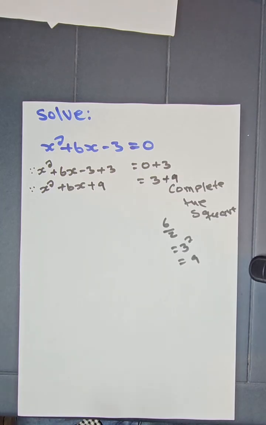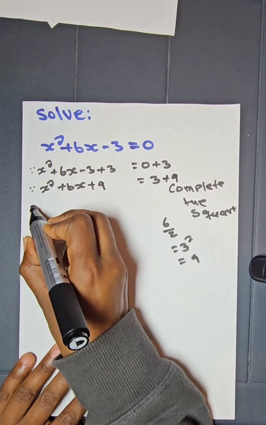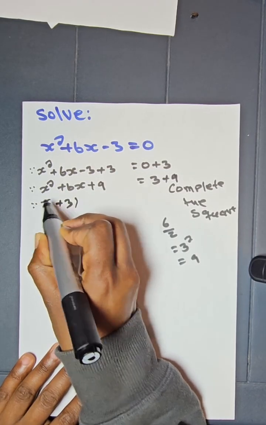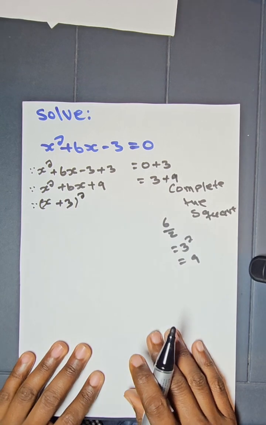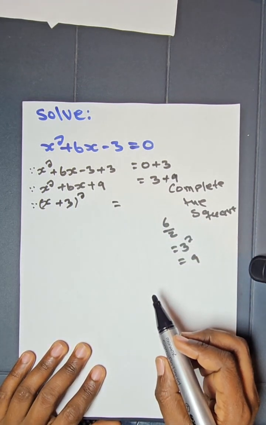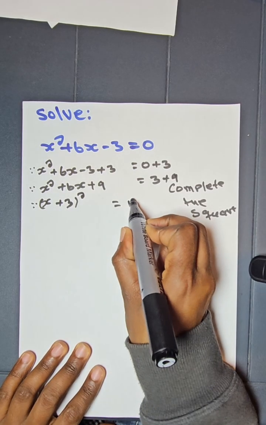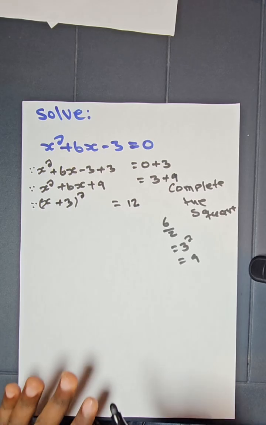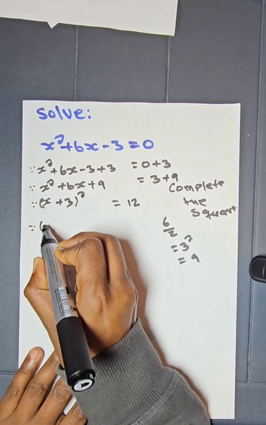Now I need to factorize my left hand side. That means this simplifies to x plus 3 all squared, and this equals, simplifying the right hand side, 3 plus 9, which is 12. Now the step that I need to take is called square root both sides. That means I will square root both sides.